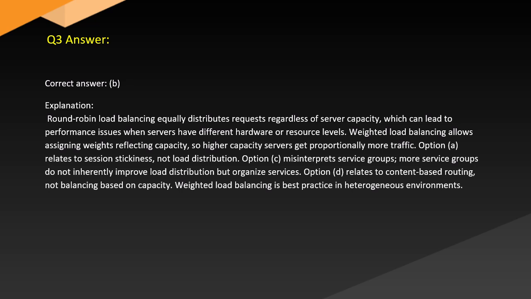Answer. Correct answer: B. Explanation. Round-robin load balancing equally distributes requests regardless of server capacity, which can lead to performance issues when servers have different hardware or resource levels. Weighted load balancing allows assigning weights reflecting capacity, so higher capacity servers get proportionally more traffic.